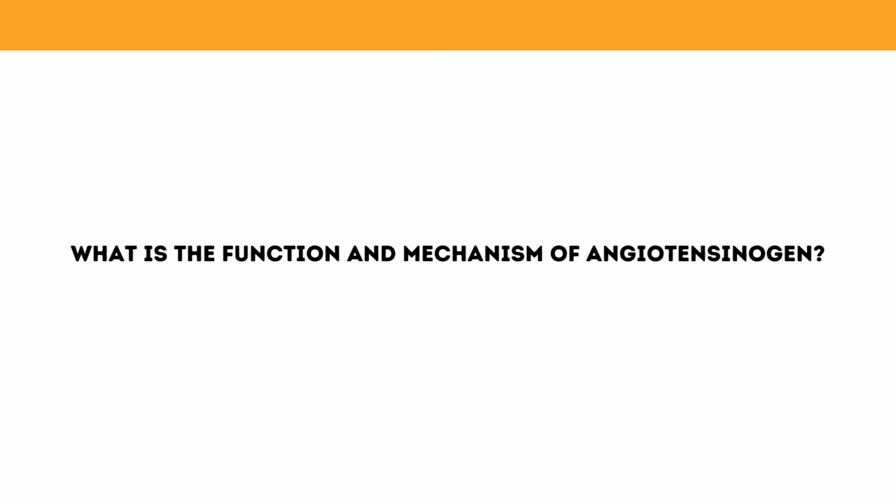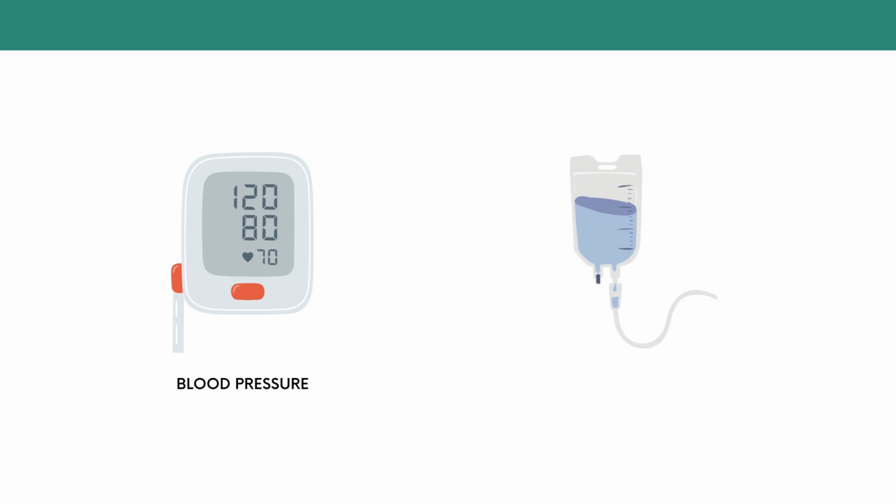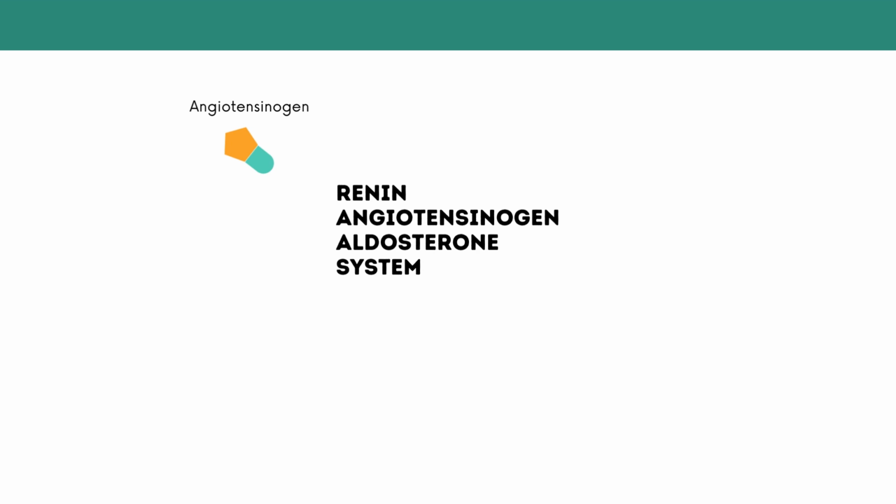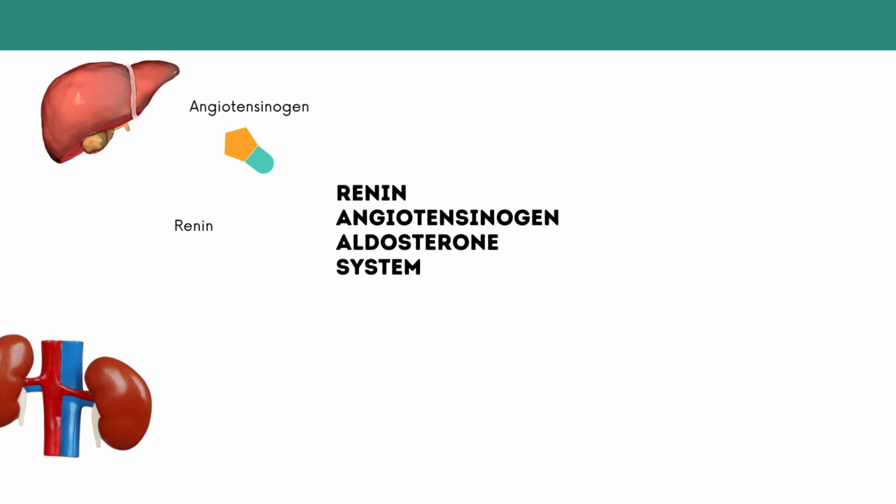What is the function and mechanism of angiotensinogen? Angiotensinogen, along with several vital proteins including renin, angiotensin converting enzyme or ACE, and angiotensin receptors, is part of the renin-angiotensinogen-aldosterone system that regulates the human blood pressure and fluid balance in the blood. At the initial stage, angiotensinogen is released from the liver, usually in the presence of low blood pressure, and renin is also released by the kidneys to the blood at the same time.